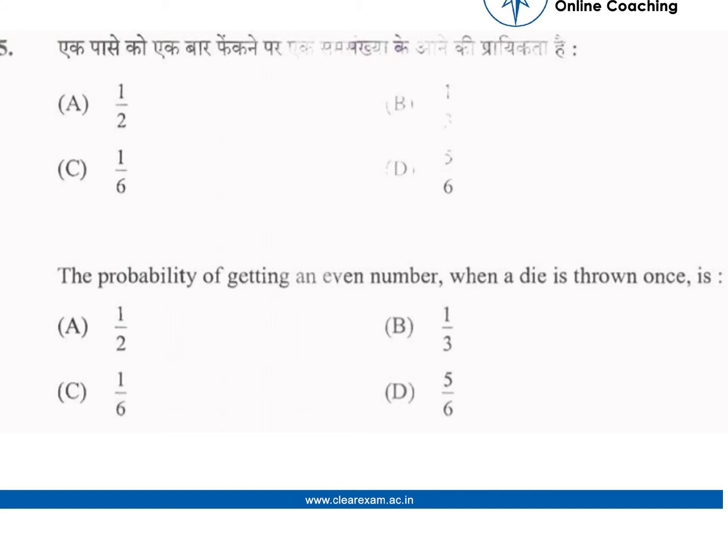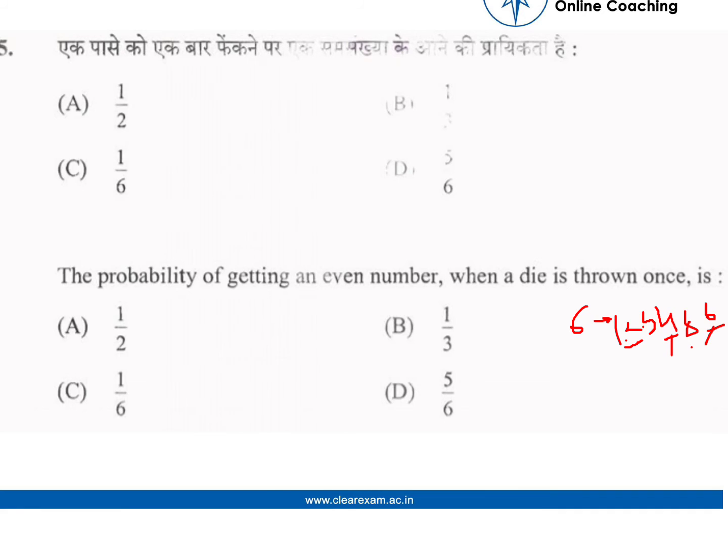So we know that a die has 6 faces. One face is 1, 2, 3, 4, and 5 and 6. And there are 3 even numbers: 2, 4, and 6. If the die is thrown once, then it is possible that 2 may come, 4 may come, or 6 may come.